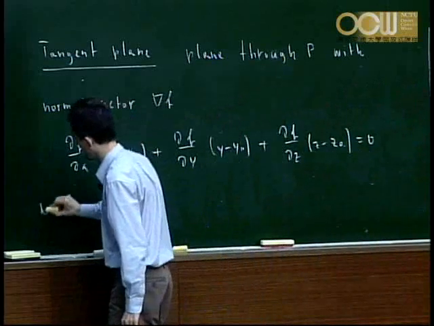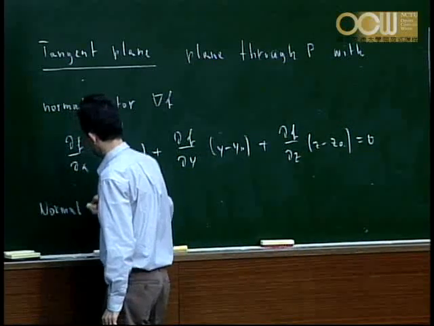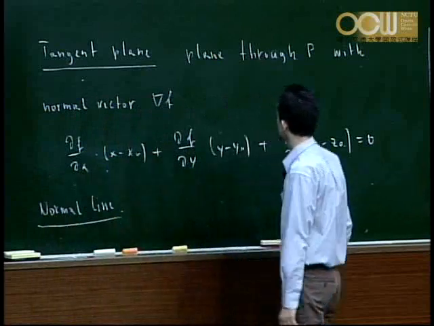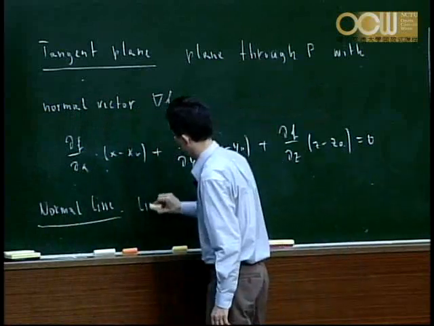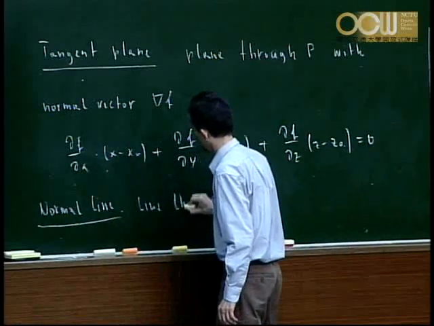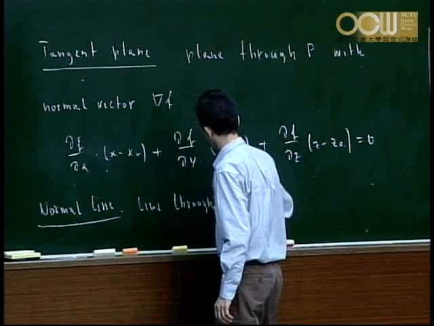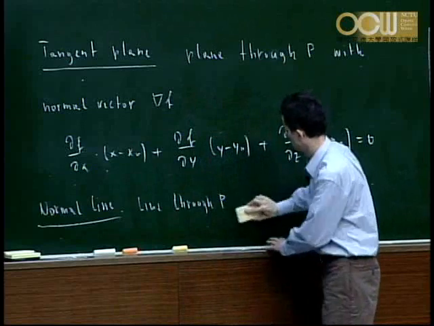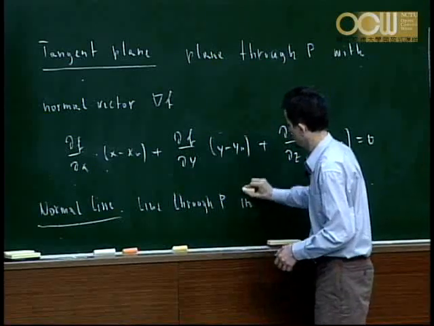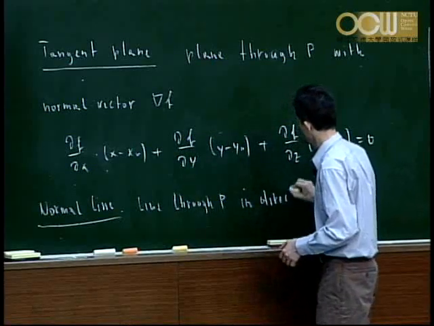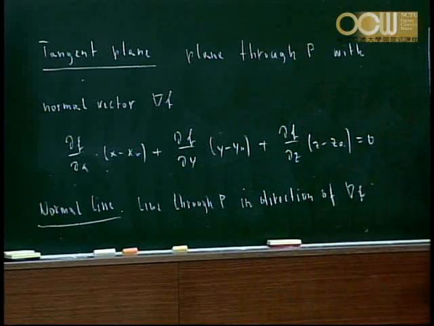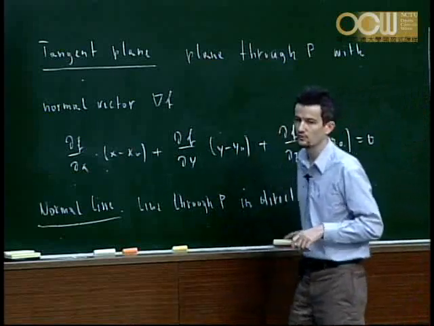The normal line, just so that you have heard this expression, is the line through P in direction of the gradient. So this is normally the normal. This is called the normal line, and it's easy to write down equations for the normal line.